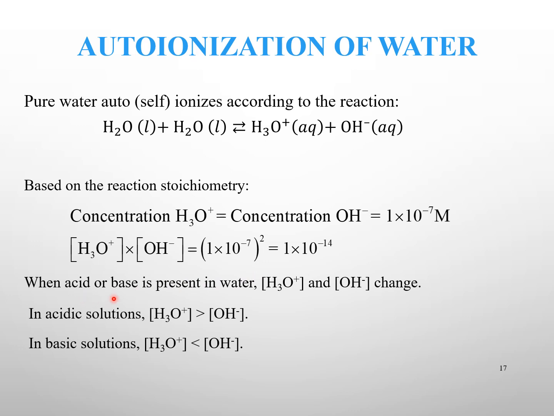Now, when an acid or base is present in water, the hydronium ion and hydroxide ion ratios will be a little different. If it's acidic, you have more hydronium ion than hydroxide ion. If it's a basic solution, you'll have more hydroxide ion compared to hydronium ion.